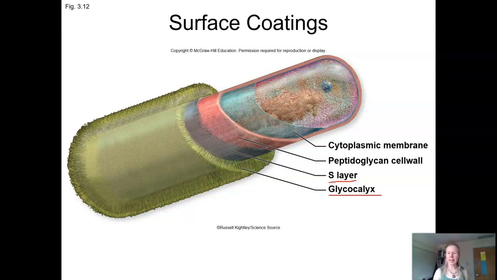The glycocalyx. This is going to be a coating of polysaccharides, right? So complex sugars, or glycoproteins, proteins with sugars attached to them. And this is going to be important both in protection and attachment as well. So this glycocalyx comes in two main arrangements. It can be set up more like a slime, they'll call it the slime layer, or it can be what we call a capsule.